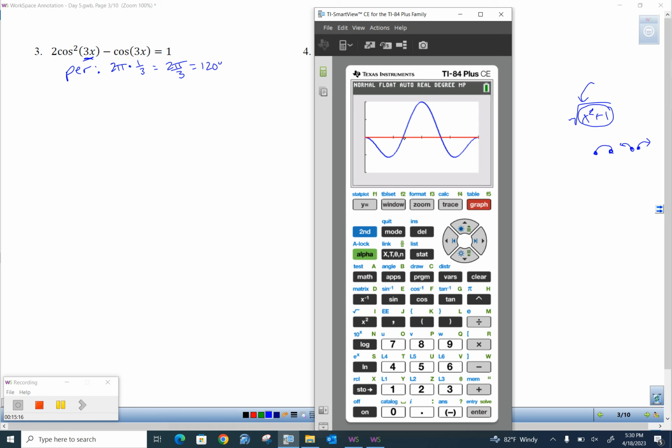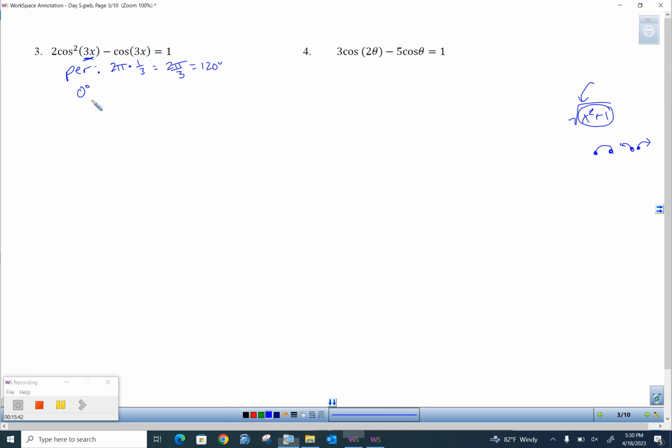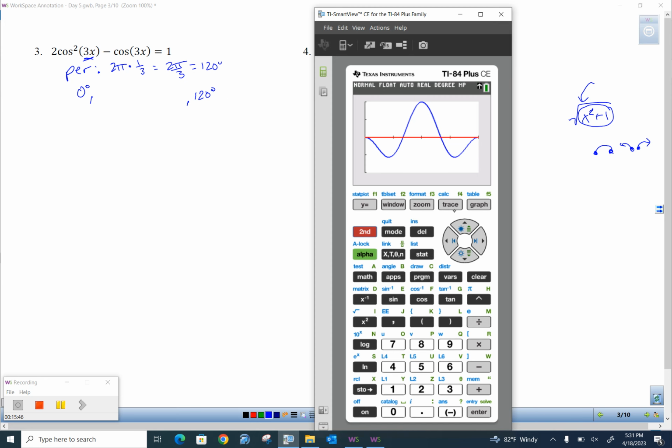So it looks like 1, 2, 3, 4 in this window. But remember, if it starts at 0, you don't need both the first and the last. You just need one of them. And we'll just go find those. Okay, so I know 0 is happening. And I know 120 is happening just based off my window. Make sure you save yourself time with that one. And then we just go trace the other ones.